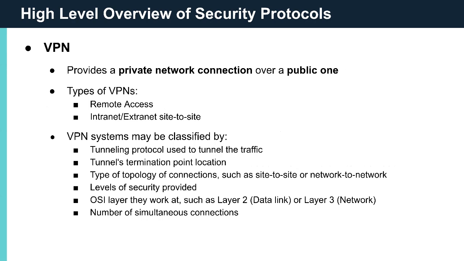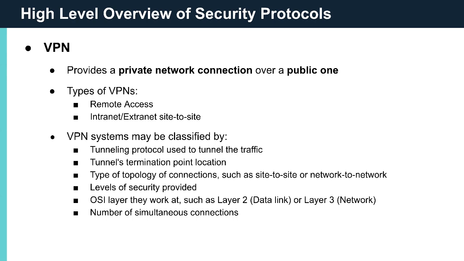The next technology here is a VPN, virtual private network. It provides a private network connection over a public one. There's a couple types of VPNs, remote access or intranet/extranet, where you're going site to site. The VPN system can be classified by tunneling protocol used to tunnel the traffic, the tunnel's termination point, type of topology that the connections are using, if it's site to site or network to network, the different levels of security provided.